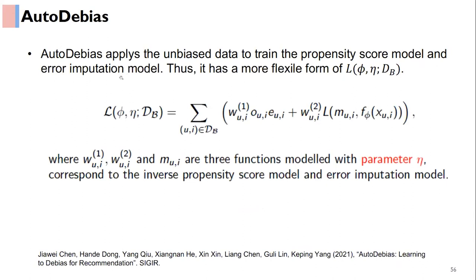Another method, AutoDebias, applies the unbiased data to train both the propensity model and the error imputation model. Thus, it has a more flexible form of the loss function of the recommendation model, which is given in this equation. Here, the nuisance parameters w_ui^1, w_ui^2, and m_ui are three functions modeled with parameters phi and eta, corresponding to the inverse propensity score and the error imputation model. How to flexibly combine a large biased data set and a small unbiased data set is a promising direction to improve the quality of recommendation.